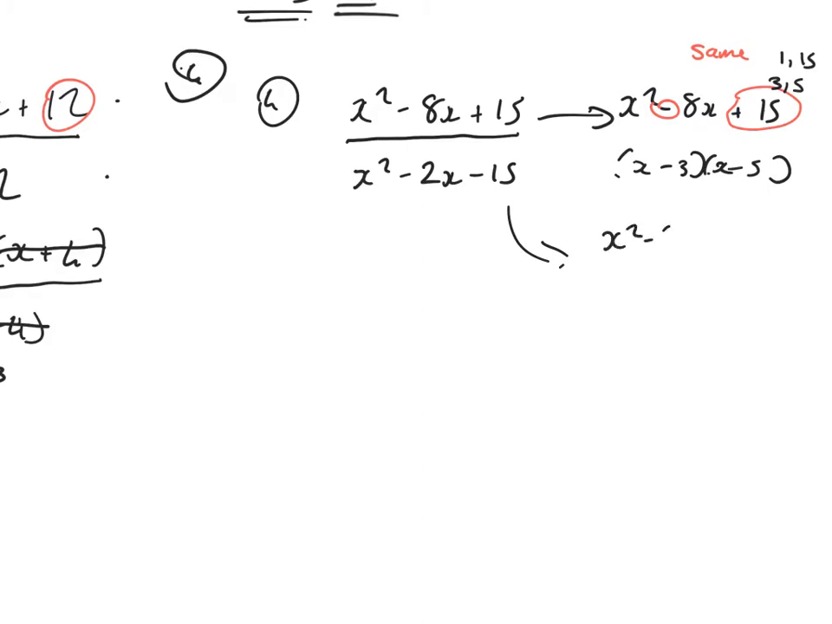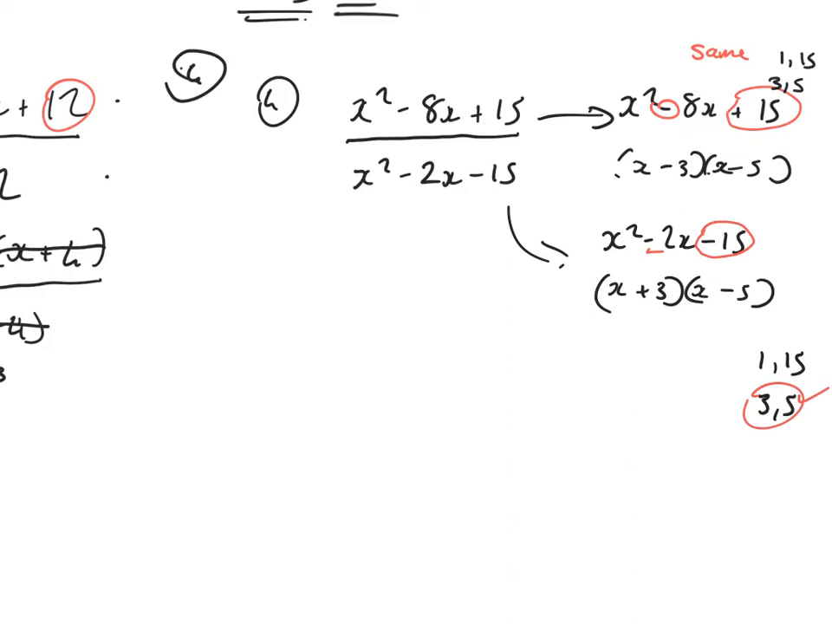I've got x squared minus 2x minus 15. The result of multiplying is negative, which means the signs must be different. Combinations for 15: 1 and 15, 3 and 5. Which pair can I organise together to give minus 2 in the middle? Well, that will be 3 and 5. Let's just take our time. That would be x plus 3, x minus 5. 3 times minus 5 is minus 15, and 3 minus 5 is minus 2.